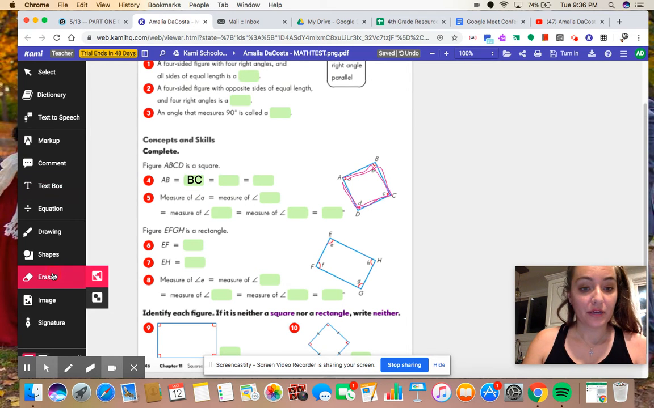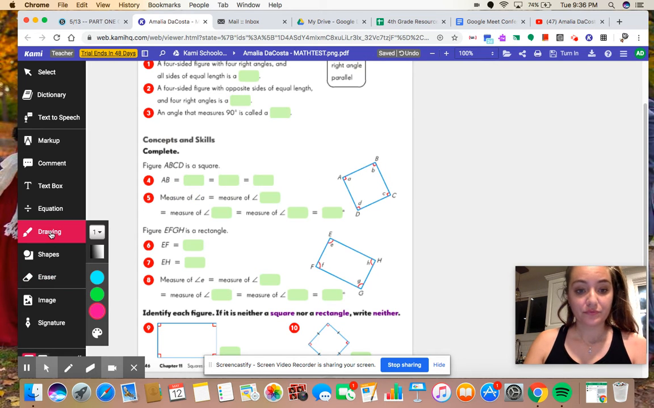So let me erase what I did here. Measure of angle A. So here's angle A, okay? Measure of angle A equals the measure of angle what? The measure of angle B, okay? I'm not going to use a text box. I'm just going to draw it in.